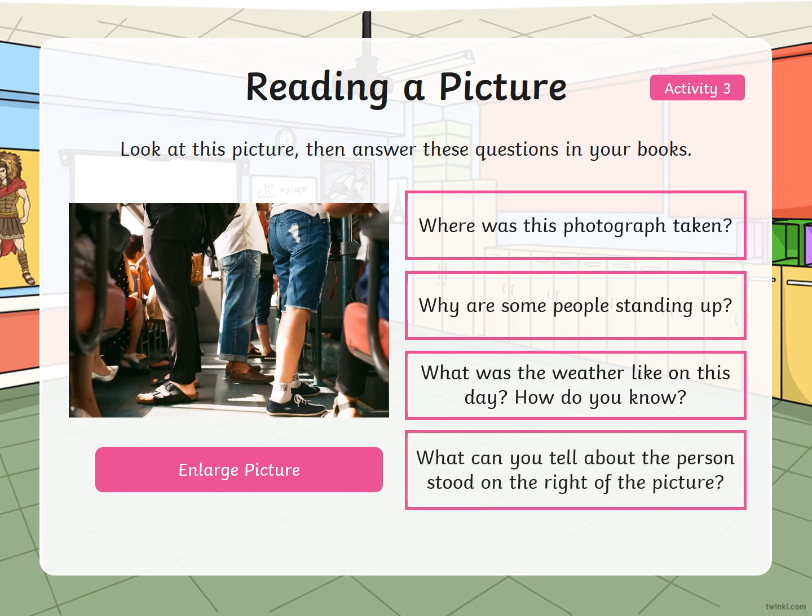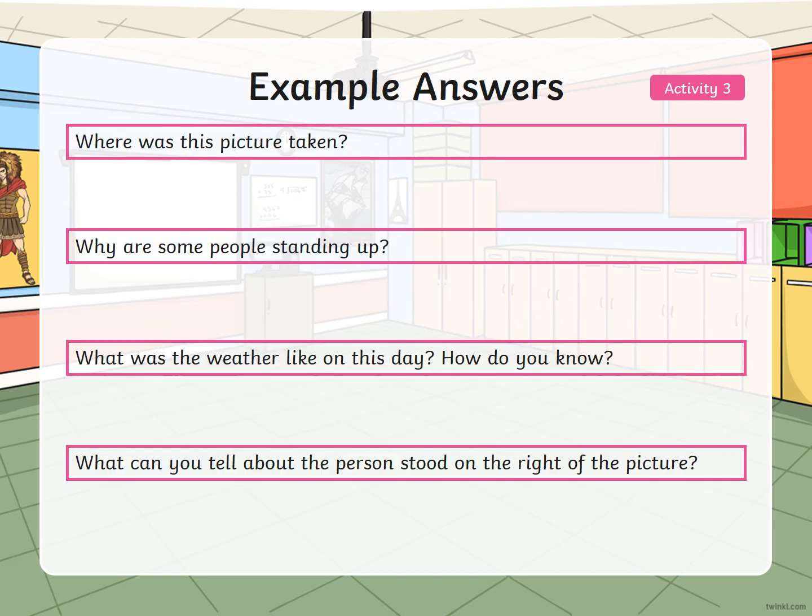The last one, what can you tell about the person stood on the right of the picture? So what can you tell about them? Okay, let's make the picture a bit bigger so we can have a look in more detail. Okay, let's look at some answers you could have done.